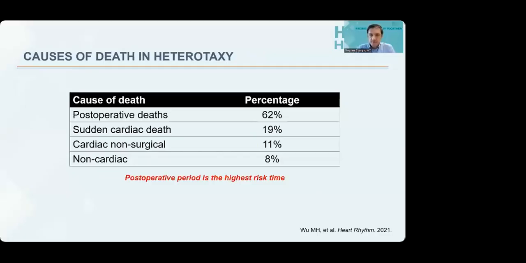These data are from a case series of 366 patients that looked at timing and causes of death in patients with heterotaxy undergoing cardiac surgery. They similarly identified that around 60% of the deaths occurred in the immediate postoperative period. Sudden cardiac death, likely due in a large part to arrhythmias, represented about 20% of deaths, cardiac non-surgical deaths 11%, and non-cardiac causes only 8%.